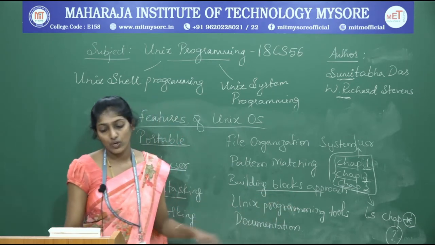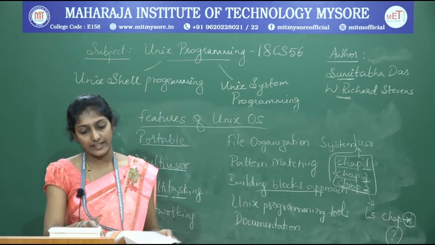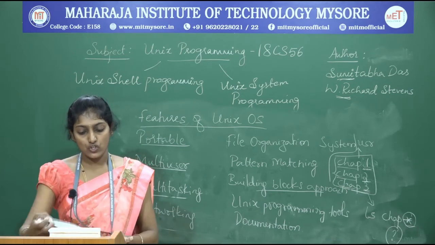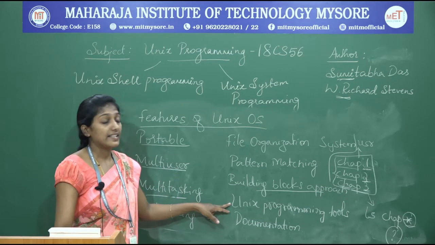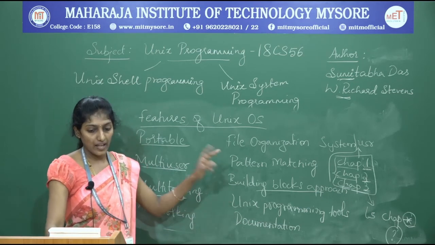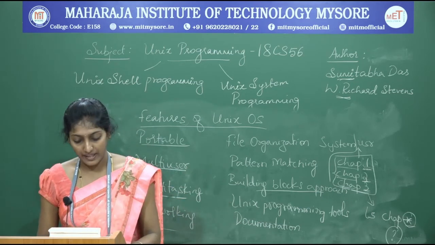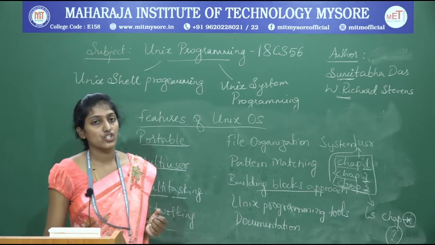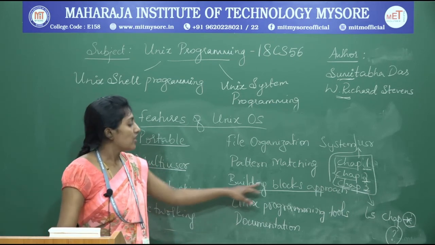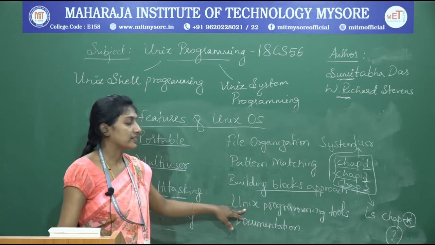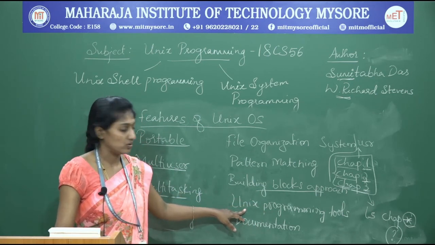Next is Unix programming tools, or the Unix toolkit. The Unix toolkit defines general purpose tools like text manipulation tools, and also network application tools, system administration tools, and compilers and interpreter tools. All these tools are provided in the Unix programming tools.